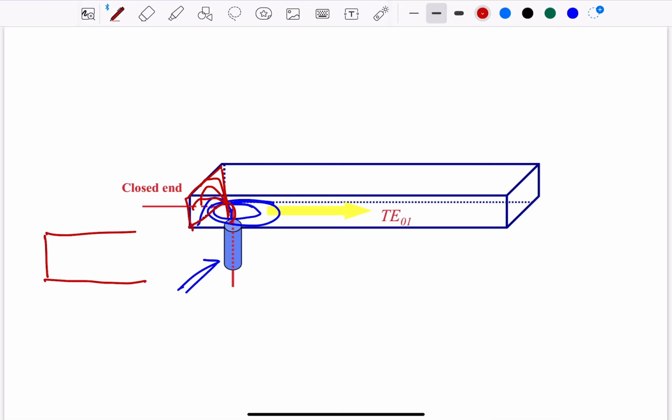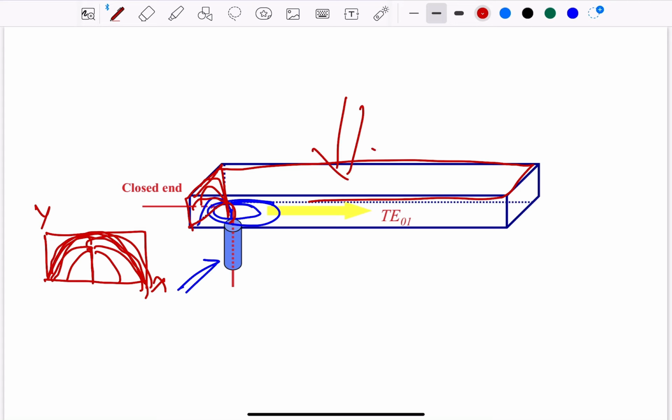If you see from the cross section xy, this is the probe, and here this is maximum, and the electric field will be like this. So we are trying to make a half wave sine variation in xy. If you see from the top, you will find this magnetic field will be in a loop, and this is propagating in the z direction. Hopefully this is clear.